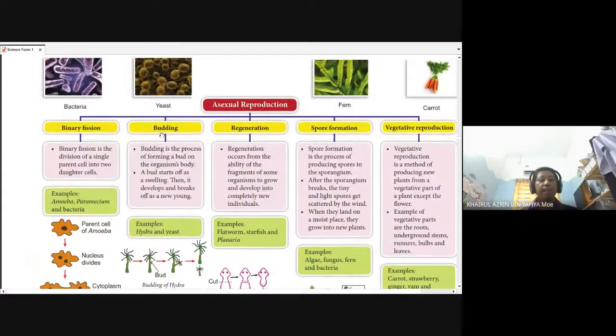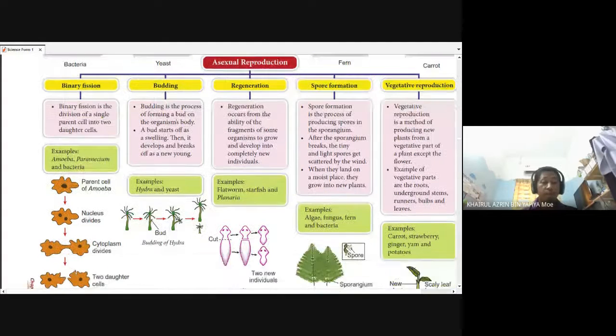For the second type, budding. We call this one budding. Budding is the process of forming a bud on the organism's body. A bud. I will show you later what the bud is. A bud starts off as a swelling. Then it develops and breaks off as a new young. Examples: hydra and yeast. Example like this. This is the parent, and then a bud comes out like this. This is the bud, and then it becomes bigger, and then becomes like this.